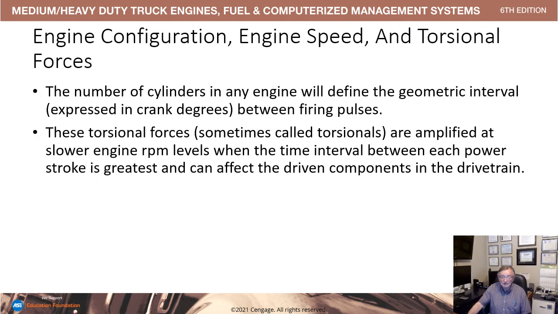Engine configuration, engine speed, and torsional forces. The number of cylinders in any engine will define the geometric interval, expressed in crank degrees, between firing pulses. These torsional forces, sometimes called torsionals, are amplified at slower engine RPM levels when the time interval between power strokes is greatest and can affect the driven components of the drivetrain.